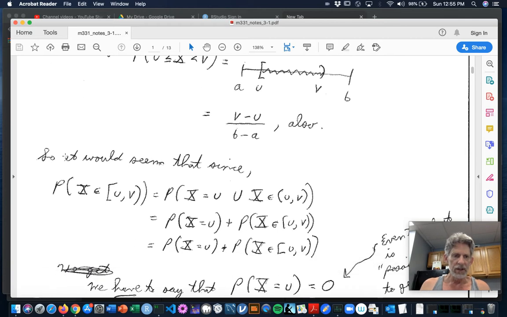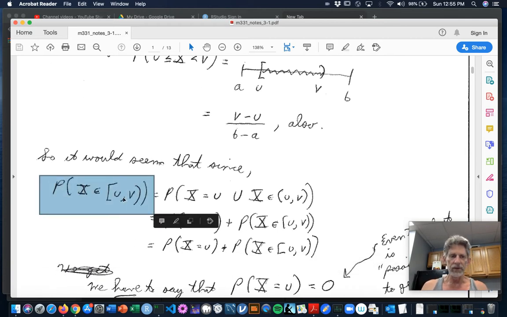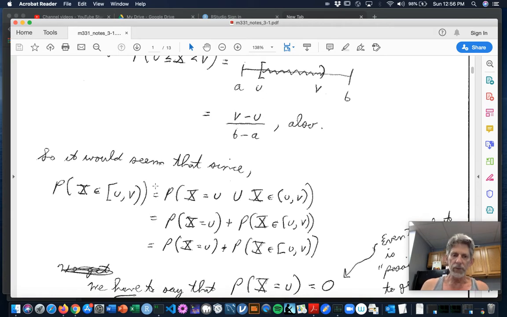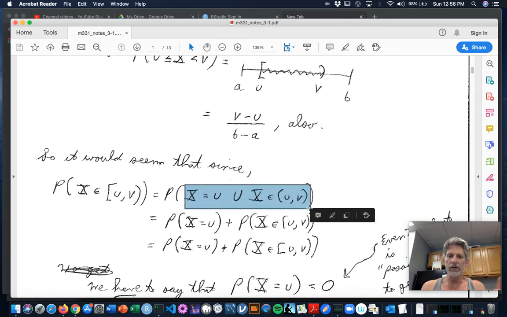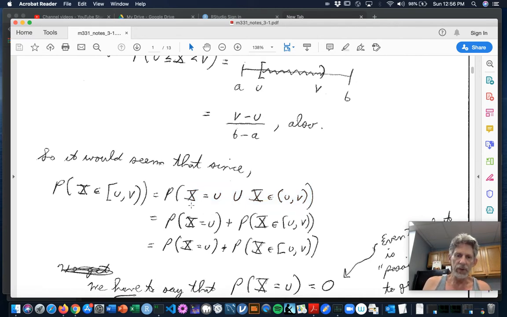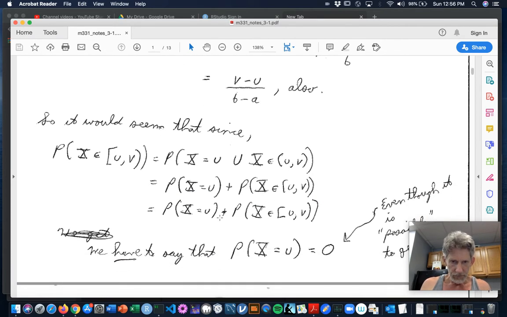Now think about this. You can express the event of landing in the half-open interval as a disjoint union of those two events: X is exactly U, and X is in the open interval. And because it's a disjoint union, you can sum the probabilities. So now we're down to here. And we just figured intuitively that the chance of landing in the closed interval is the same as the chance of landing in the open interval. So in this next line, I've just replaced the one with the other.